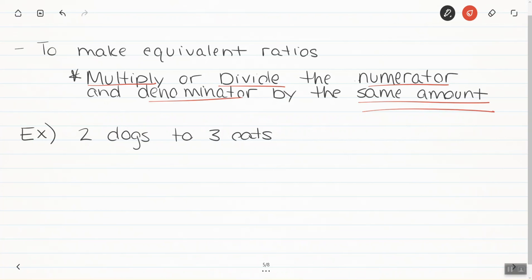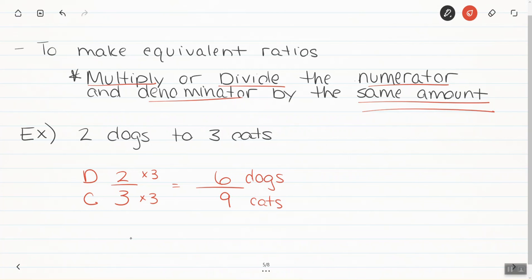So our example, we have 2 dogs to 3 cats. Now dogs is first, so dogs is going to go on top and cats can go on the bottom. And if you want to, you could label it dogs to cats. And I want to try to find an equivalent ratio. I can pick any number I want to. They're not telling me where I need to get. I'm just going to pick it and multiply by 3. How about that? So if I multiply 2 times 3, I get 6, and 3 times 3 would be 9. So an equivalent ratio for 2 dogs to 3 cats would be 6 dogs to 9 cats.